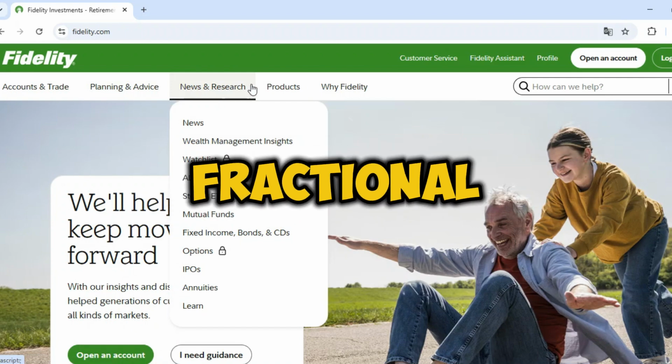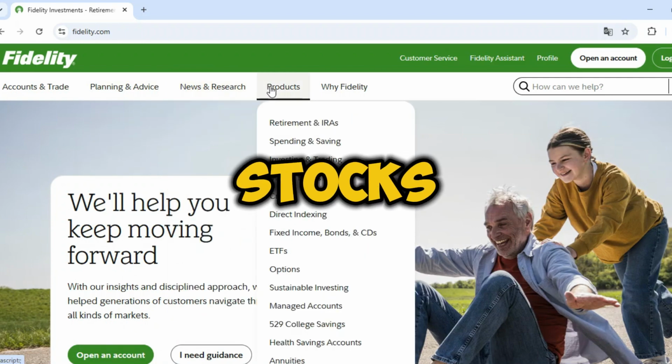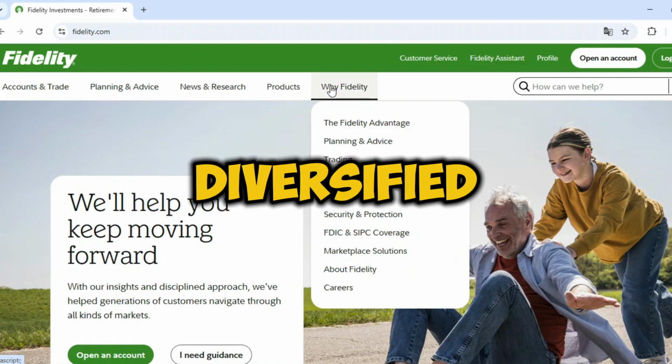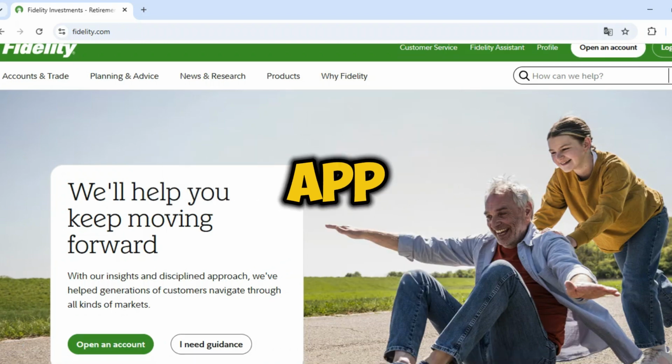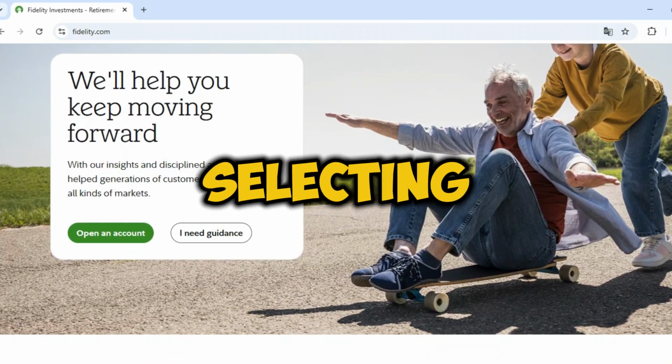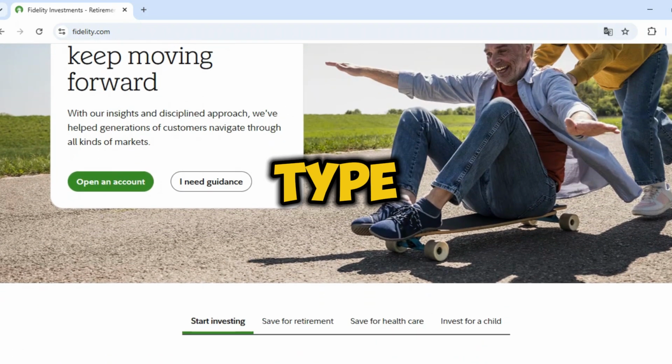Let's break it down. Fractional shares let you invest in high-priced stocks with any dollar amount, making it easy to build a diversified portfolio. Step 1. Find the trade ticket. Open the Fidelity app and tap Trade. Instead of selecting Stocks, choose Fractional shares from the trade type options.